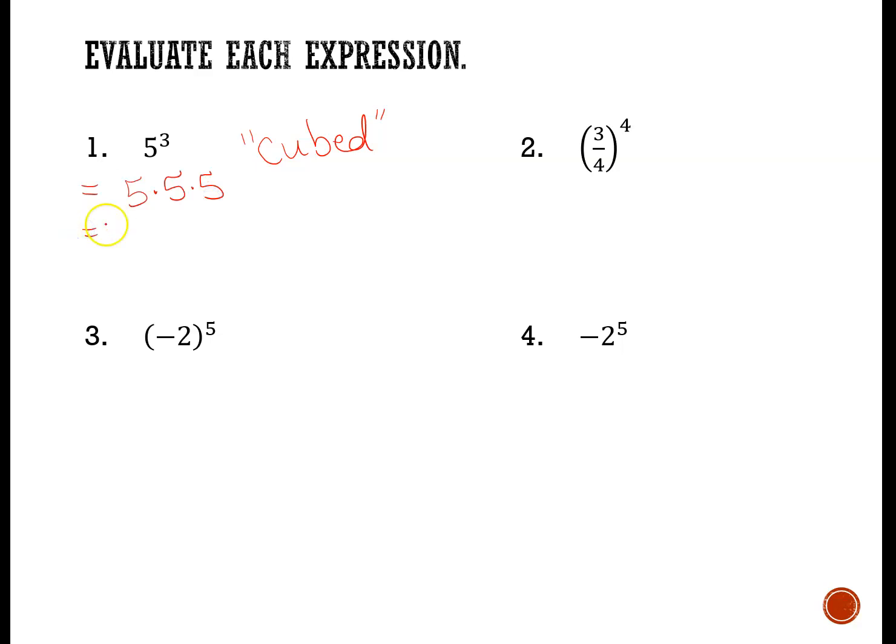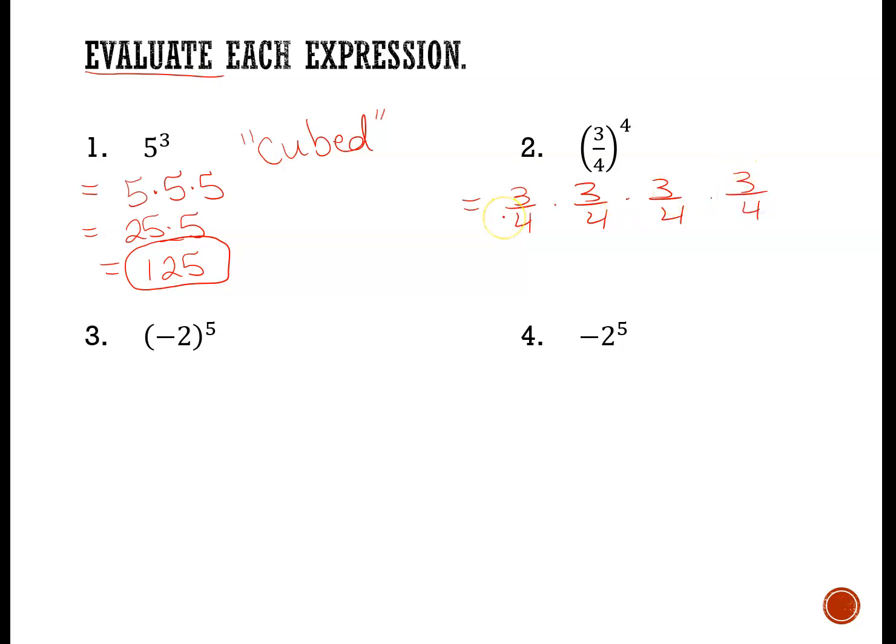And now we're going to evaluate, which means go ahead and find the final answer. So we'll start with 5 times 5, which is 25. And then 25 times 5 is 125. So that would be our final. Look at number 2. This time our base is a fraction. So we're going to write out the fraction 3/4 4 times with multiplication between. And you can use the dot for multiplication, or you can use parentheses if you prefer.